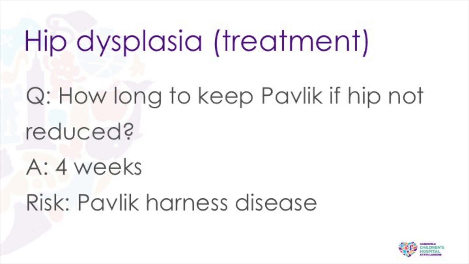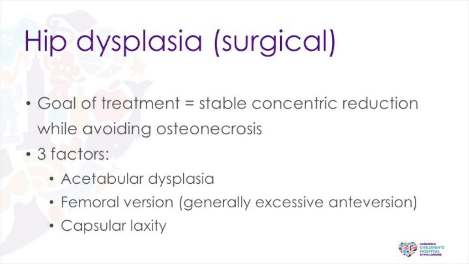A question often tested is how long should a Pavlik harness remain in place if a hip has not reduced, because of the risk of developing so-called Pavlik harness disease, erosion of the posterior lip of the acetabulum. Although this is somewhat controversial, the best evidence says that 4 weeks does not cause any long-term damage or adverse outcome. When surgical treatment is undertaken, the goal is to obtain a stable concentric reduction while avoiding osteonecrosis.